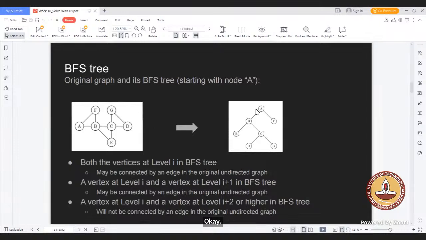And then we can also move in alphabetical order. We'll go to B and search all its neighbors, so it will be E, C. Again, we'll go to C. It will be D and G. So this will be the BFS tree, right?